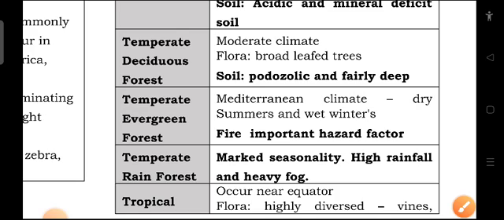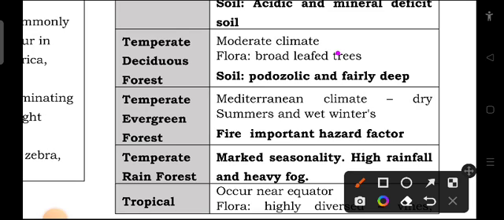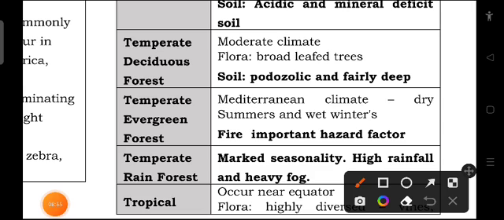So in temperate deciduous forest, we have a moderate climate and the flora are broad-leaved trees. They have broad leaves and the kind of soil is podzolic and it is fairly deep. Podzolic is a kind of soil present only in deciduous forest areas, which has comparatively less organic matter in the soil.